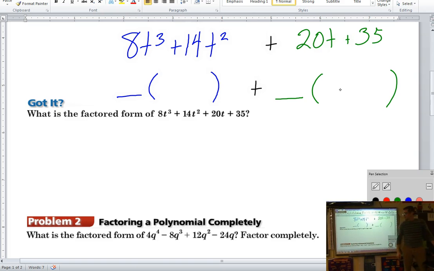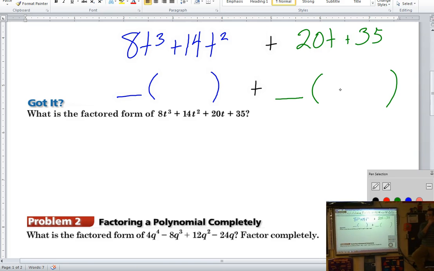So when I look at 8, 14, 20, and 35, they don't work well with each other. I can break this up and treat it like two separate polynomials that are just added together. I can actually treat this as just 4 different monomials, but that's kind of going way too far.